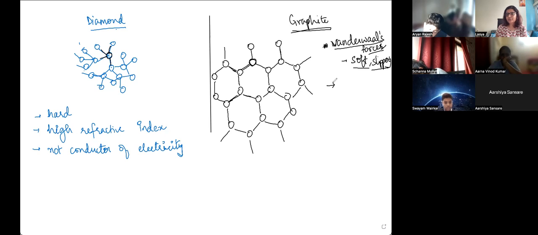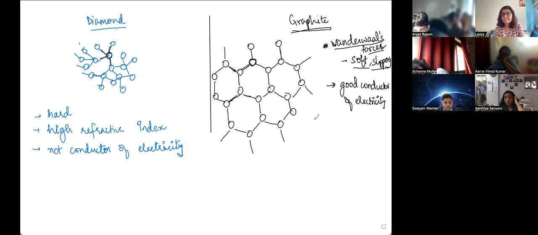What other property do you know about graphite? Yeah. What else do you guys know about graphite? It's a good conductor of electricity. Correct. And why does it end up being a good conductor of electricity? Exchange of ions. Huh? Movement of electrons. Movement of electrons, yes, but can you be a little more clearer?